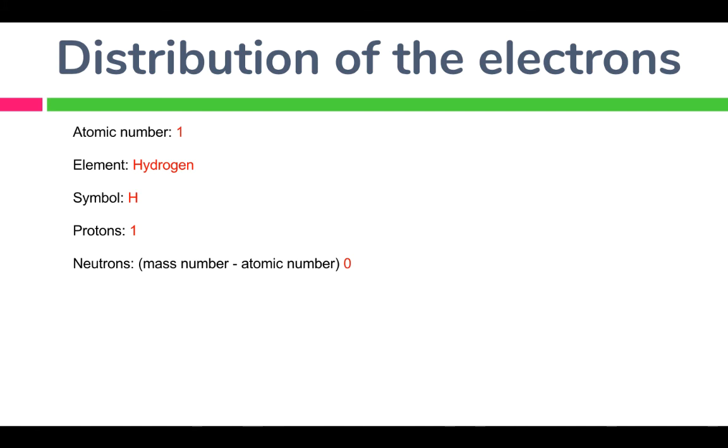To work out the number of electrons, it just equals the number of protons because they have to cancel each other out. All the pluses and the minuses have to balance. And we know from our understanding of where electrons go in their energy shells, there must be 1 electron in the first shell orbiting the nucleus.